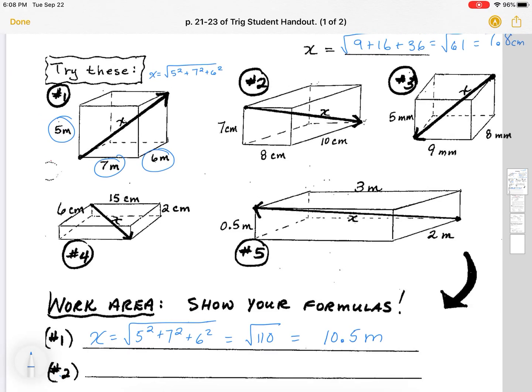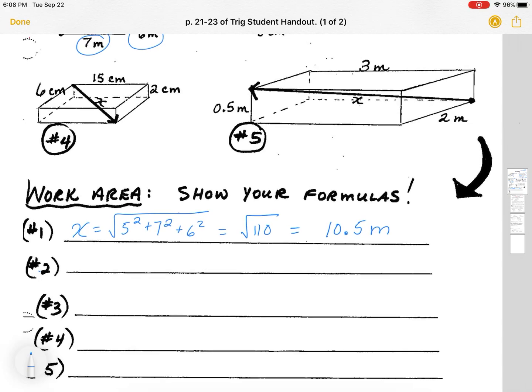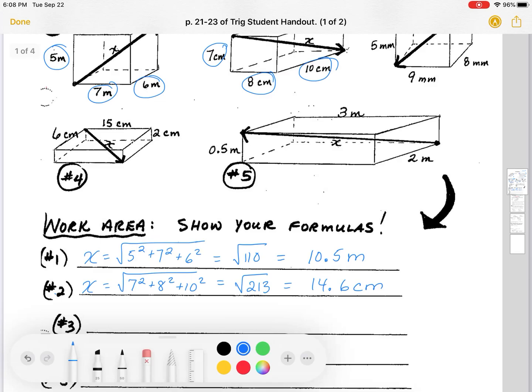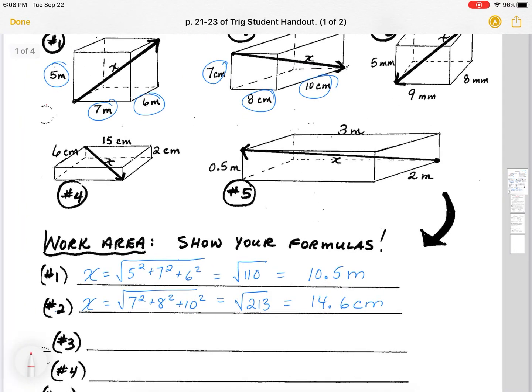Okay, so take a moment, try 2, try 3, try 4, try 5, and you can then check and see if you got them right. So you might want to pause, try them, and then go take a look. Okay, we'll assume that you tried them. So for 2, x would equal square root 7 squared plus 8 squared plus 10 squared. Those are the three measurements for 2. And we get square root of 213, which is equal to 14.6 centimeters.